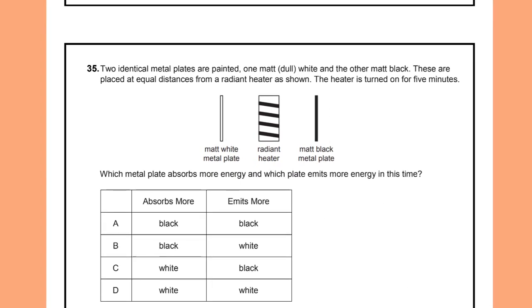35. Two identical metal plates are painted, one white, other black, and both of these are matte, so they are dull. These are placed at equal distances from a radiant heater as shown. Heater is turned on for 5 minutes. Which metal plate absorbs more energy? Which one emits more energy? So you know the rule is that whatever is a good emitter is also a good absorber, and that must be black, which is option A.